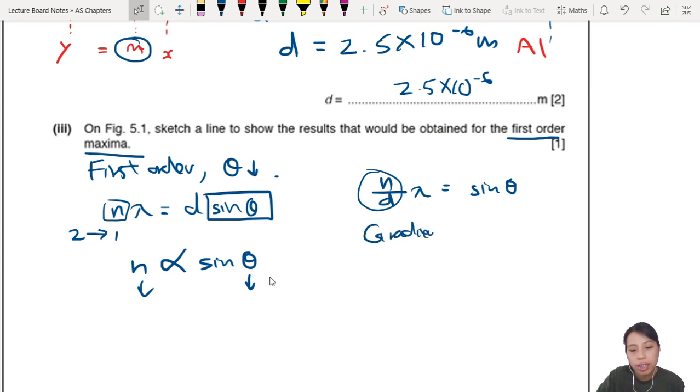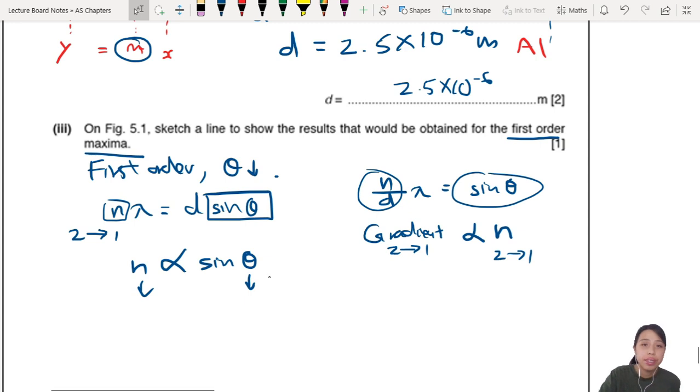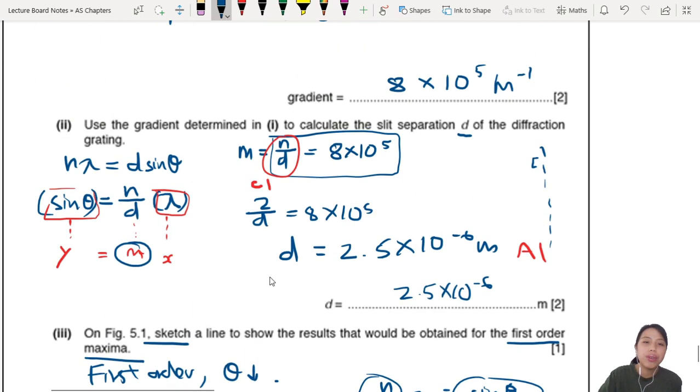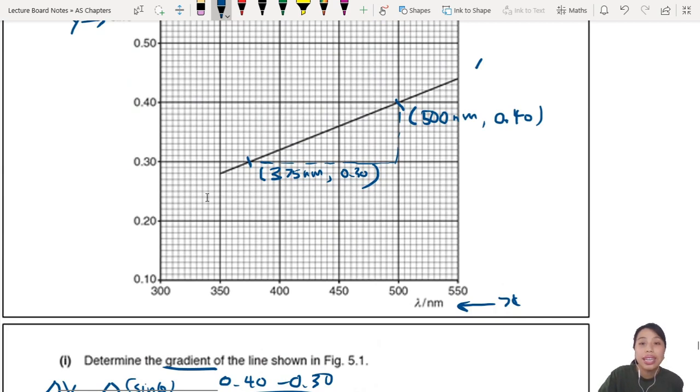Gradient is proportional to n over d. So you can say d is not changing. Gradient is also proportional to sine theta, but I'm just going to look at this. So our n is decreasing from 2 to 1. So your gradient also is going to decrease by half. Okay, so if n is halved, this one also becomes half. Makes sense, right? So you can sketch, here they say sketch. So if you roughly draw a line that is less steep than this first line, then you are correct already.